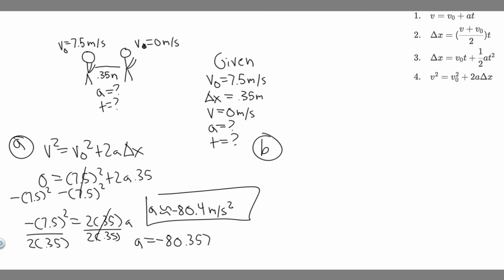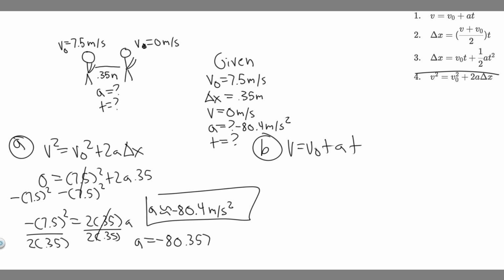For B, we're trying to solve for how long the collision lasts, so we're trying to find time. I'm going to write in the acceleration, minus 80.4 meters per second squared. We want to solve for t. Notice we have 4 kinematic variables now, so you can use any of the equations except the one we just used, because it doesn't contain t, so we can't solve for it. We can choose any of the others because we have every variable now. I'm going to use the one at the top, v equals v sub 0 plus a times t, because I think it's the easiest.